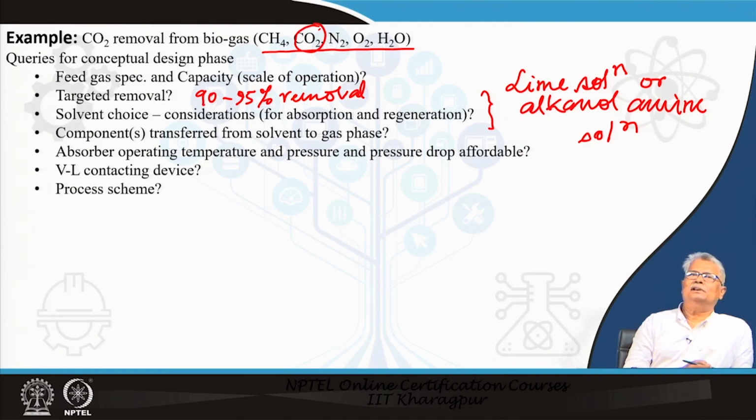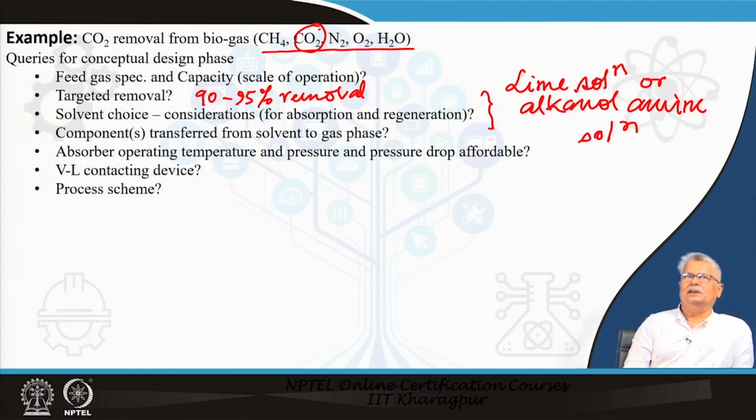The absorber operating temperature and pressure has to be just above atmospheric. We may require a blower if the pressure drop in my absorber is going to be large, but possibly we are going to use a very simple arrangement where the pressure drop is expectedly small, maybe a few inches of water. It is a cheap equipment that we are looking for. So, in this case, possibly what we will be thinking about is just a packed tower.